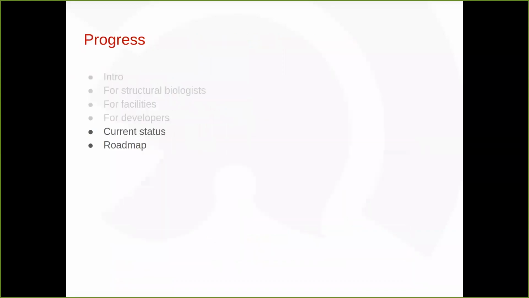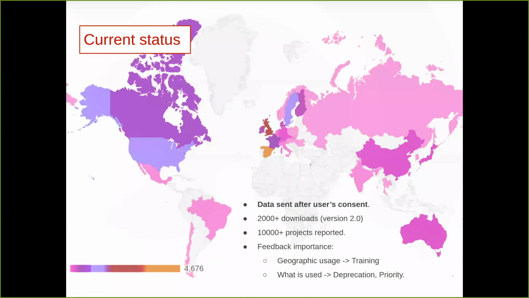So until here, I talked about Scipion from different points of view. Now I'm going to talk about the current status and the future. The current status is that we have more than 2,000 downloads of version 2. We have more than 10,000 projects reported. We try to skip test projects. We will do better in Scipion 3, but we know some of them are test projects, and we don't want that, but somehow they are skipping our control.